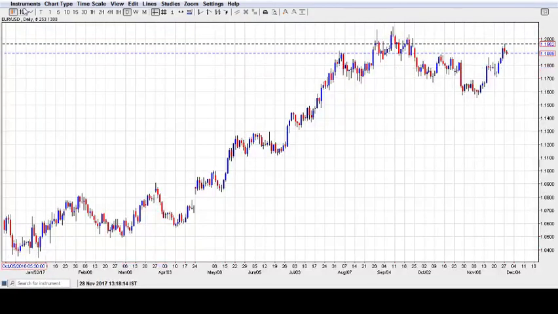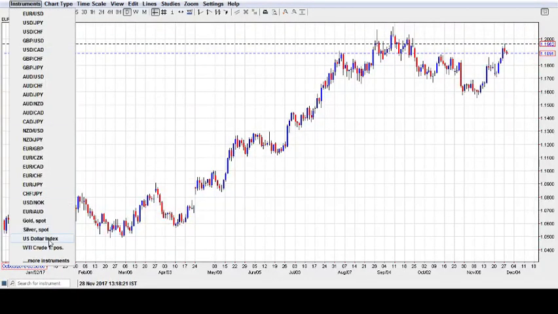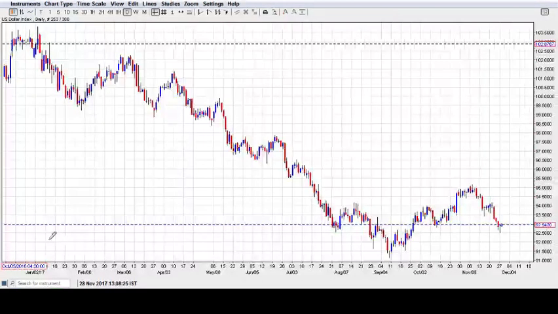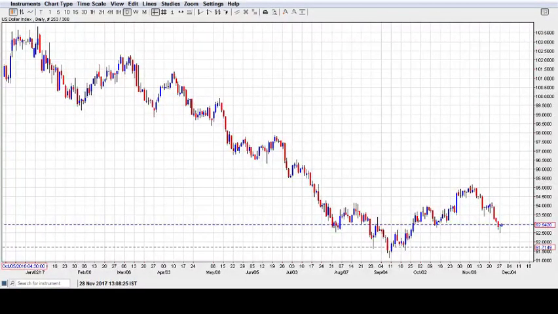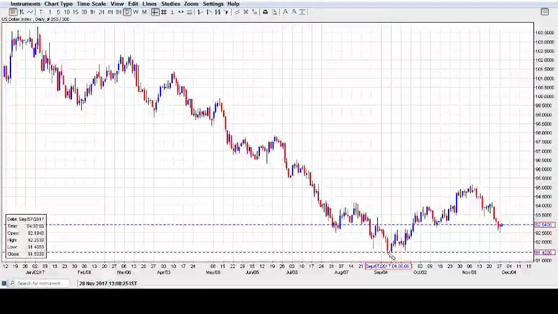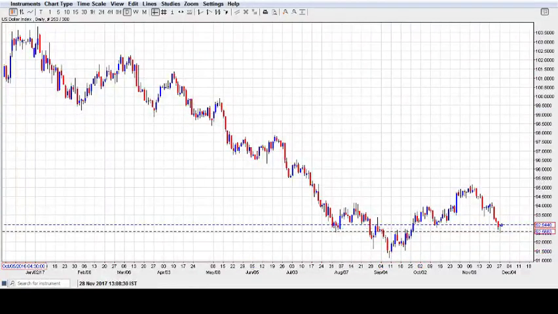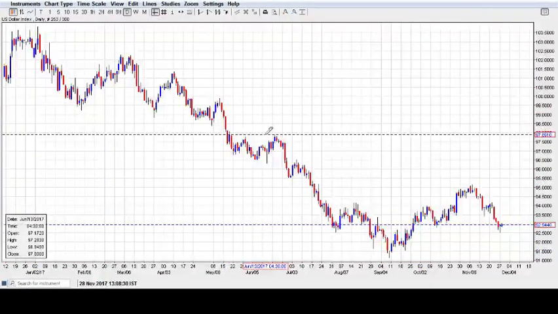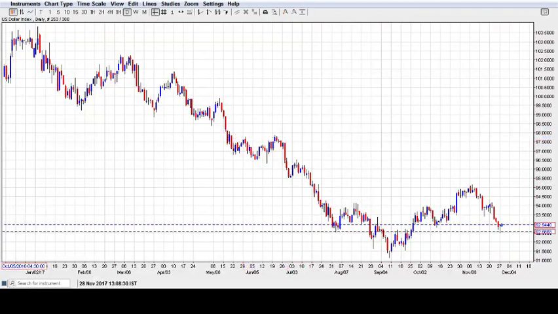Euro, pound, gold, crude oil, all looking good on the short side, except for the dollar index. This might just be a good setup for December, actually, for a potential dollar index rally. All right.